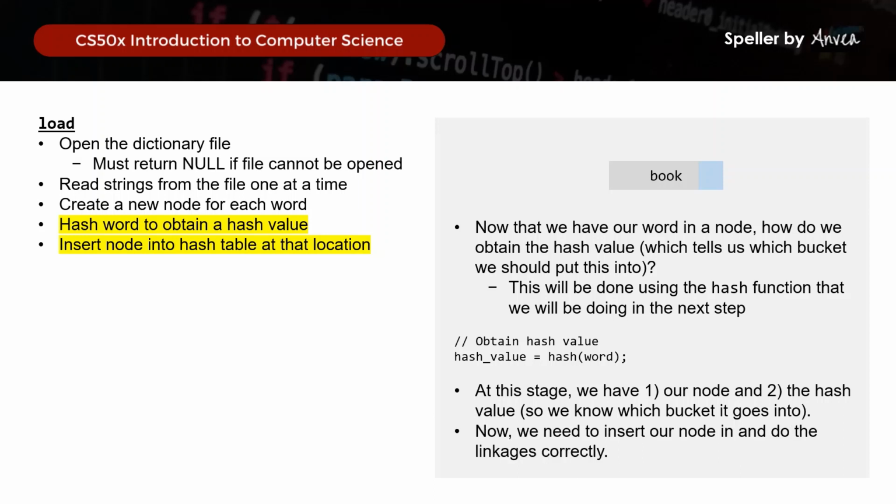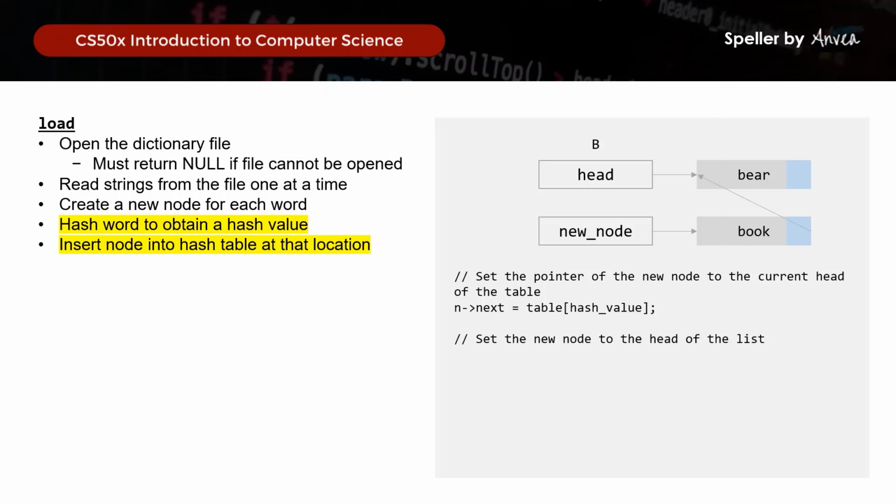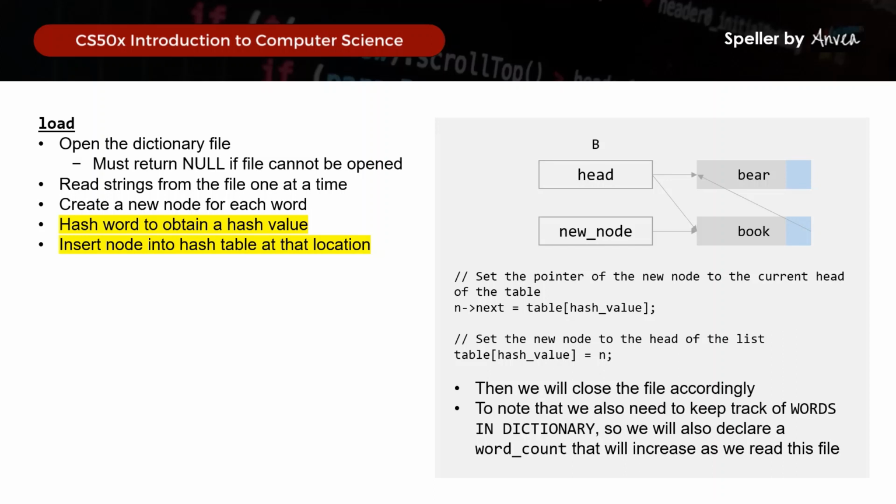Now we need to insert our node in and do the linkages correctly. As discussed, we will first set the pointer of the new node to the current head of the table. Then we will set the new node to the head of the list. Then we will close the file accordingly. Also note that we need to keep track of the number of words in the dictionary, so we will also declare a word count that will increase as we read this file.